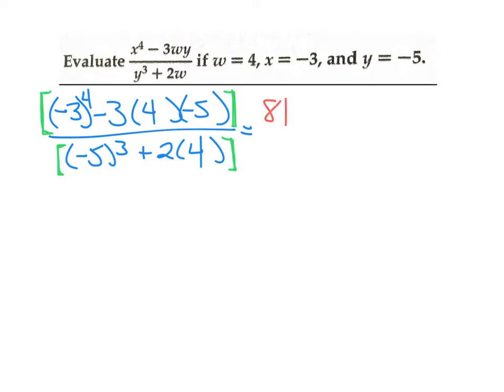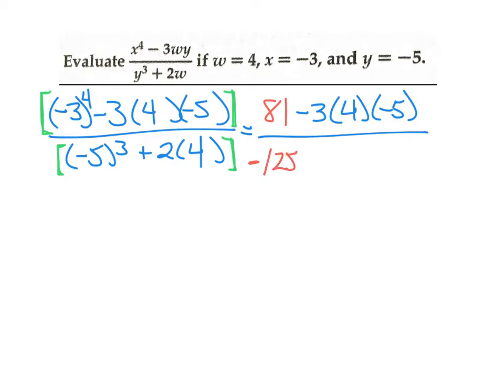After that, in the numerator, we still have negative 3 times 4 times negative 5. In our denominator, we also have a power that we can deal with, that exponent, negative 5 to the third. When we do negative 5 times negative 5 times negative 5, a negative to an odd power would be negative, and 5 times 5 times 5 is 125. After that, plus 2 times 4.